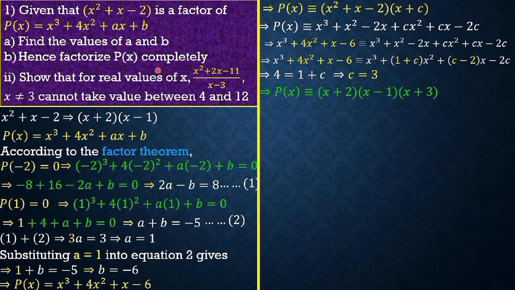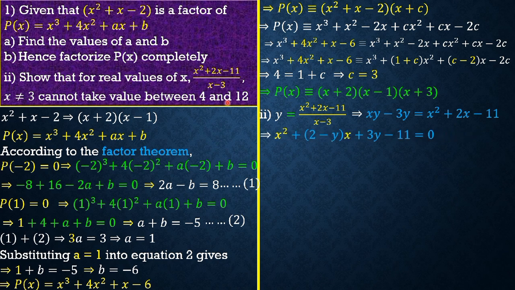All right. Then now part 2 says we should show that for every value of x, this function cannot take values between 4 and 12. All right. So friends, we will start by letting y be equal to the function. Cross multiplying, guys, gives us xy minus 3y equal to x squared plus 2x minus 11. If we arrange in the form of a quadratic equation, where y is acting as a constant term and x is the main variable, we are going to have x squared plus (2 minus y) x plus 3y minus 11 equal to 0.